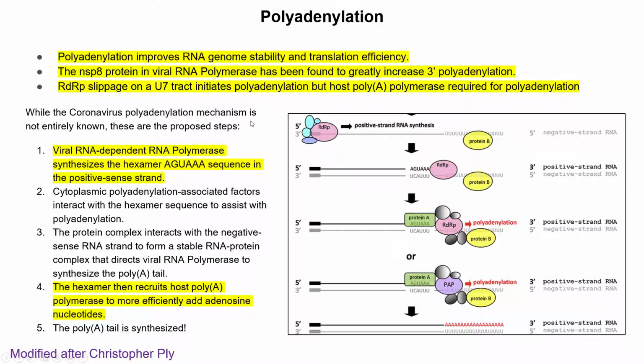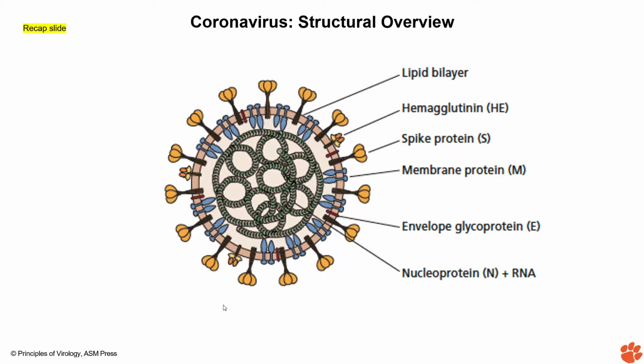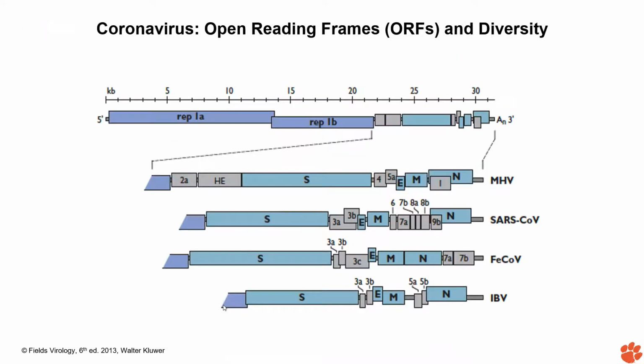So two main things. One is the U7 tract is present in there. The hexameric sequence, AGU, is a signal for the RDRP for polyadenylation, and probably the hexamer recruits a polymerase from the host as well for polyadenylation. Those are the take-home messages. So that's pretty much it.